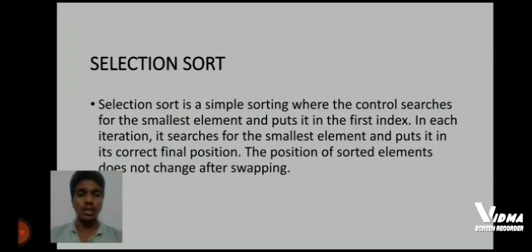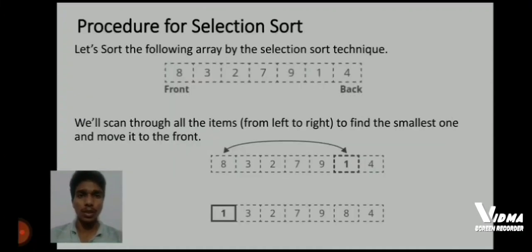Selection sort. Selection sort is a simple sorting algorithm where the control searches for the smallest element and puts it in the first index. In each iteration, it searches for the smallest element and puts it in the correct final position. The position of sorted elements does not change after swapping.